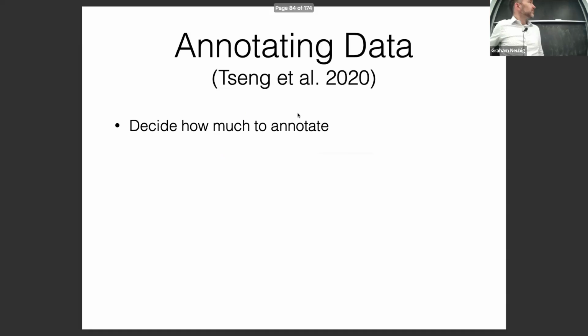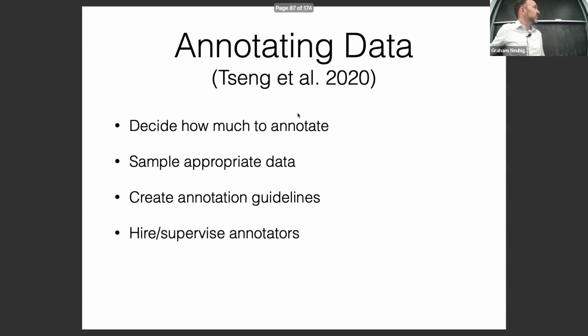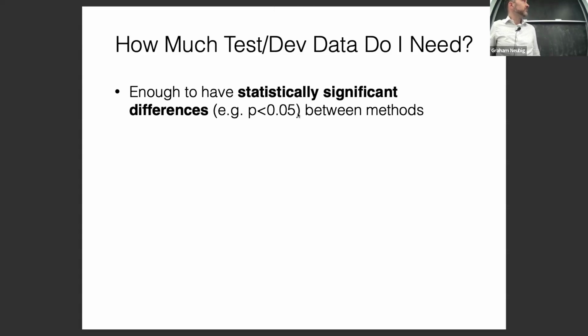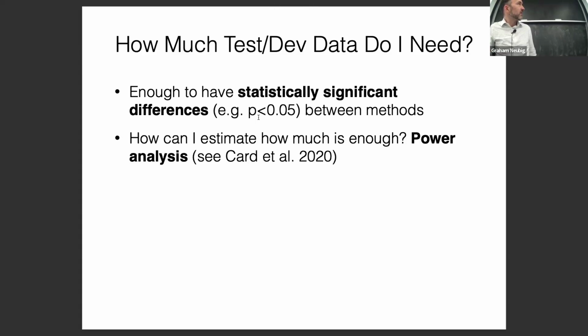So, annotating data. When you annotate data, you first need to decide how much to annotate, sample appropriate data, create annotation guidelines, either annotate yourself or hire and supervise annotators, and evaluate quality. A very common question that a lot of people ask me is: how much test data do you need? I'm going to talk about statistical significance tests in a second, but basically you need to have enough to have a statistically significant difference between methods.